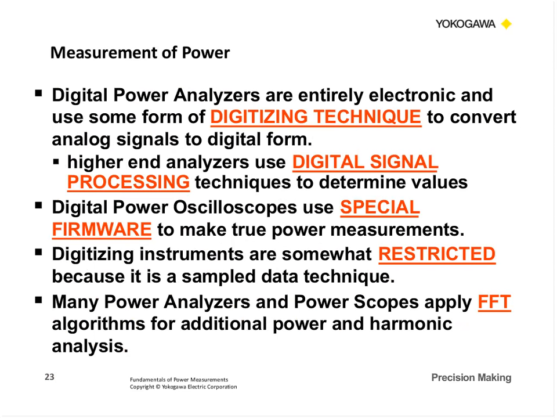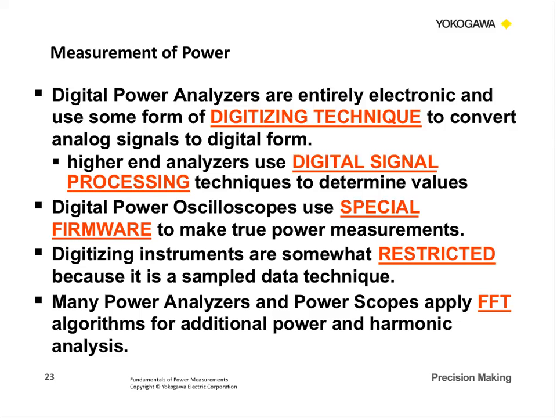In our power analyzers today, they're all electronic, and we use some form of a digitizing technique. We use high-resolution digitizers to convert the analog signal to a digital form. We use digital signal processing in most of the power analyzers to determine all of our measurement values. Now, with a digital oscilloscope for power measurements, we use special firmware to make the true power measurements.